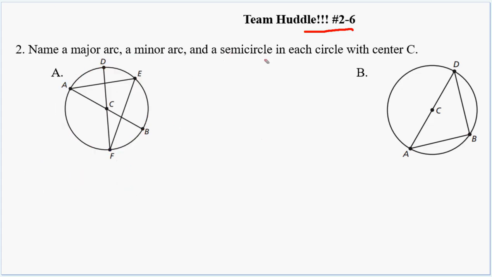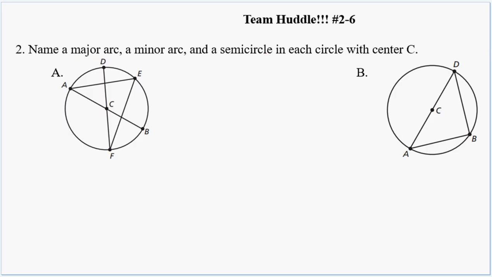The last one here, semicircle. So this looks like a diameter. So we could do ADB. We could do AFB. And then we got another diameter here. So we could do DEF or DBF or DAF, something like that. I think that's it for the left triangle or circle.